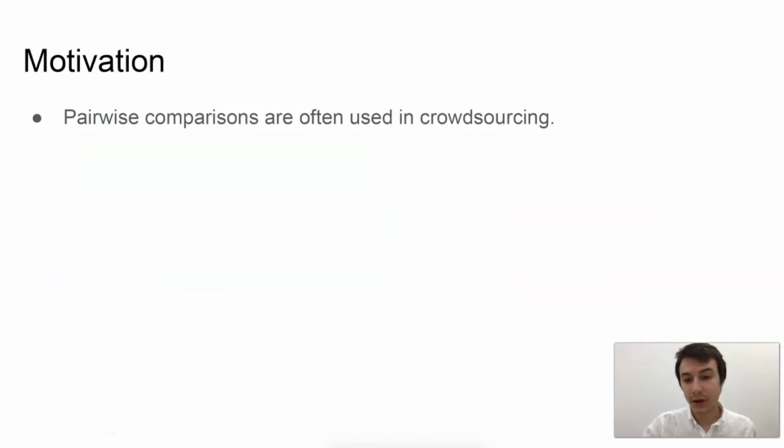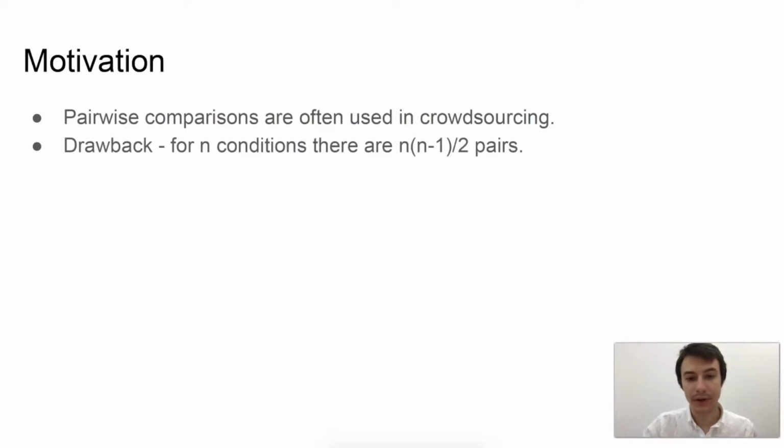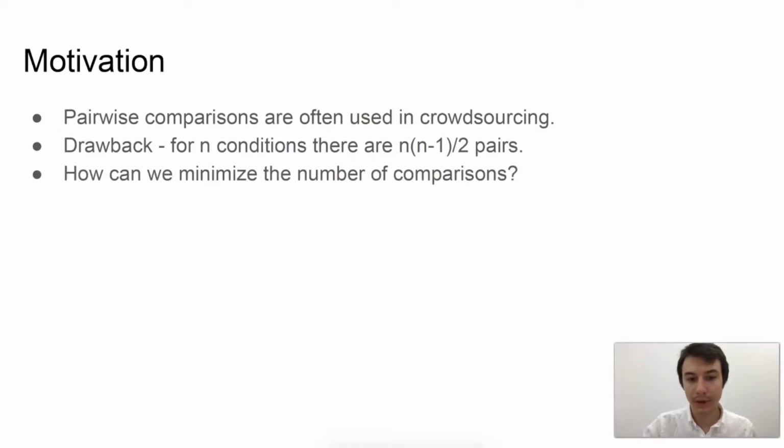Pairwise comparisons are commonly used for scale inference. In the next slides, I will be referring to the compared entities in pairwise comparisons as conditions. That would be either players in a game or restaurants in a questionnaire. One of the major drawbacks of pairwise comparisons is the large number of possible pairings. And the natural question is, how can we minimize the number of comparisons while inferring as much information as possible about the relative position of the conditions in the scale?